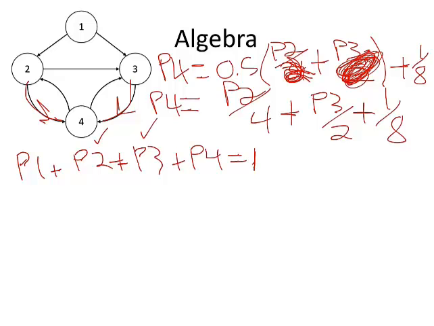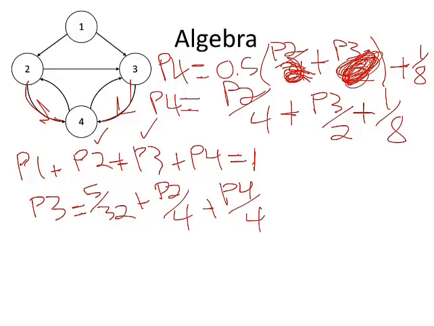And so, if we look at the equation again for P3, we have that P3 is equal to 5 over 32 plus P2 over 4 plus P4 over 4. And we can substitute in for P2 into this equation because we know what P2 is in terms of P4. So then we'd have P3 entirely in terms of P4. So we add 1/4 times this equation for P4.